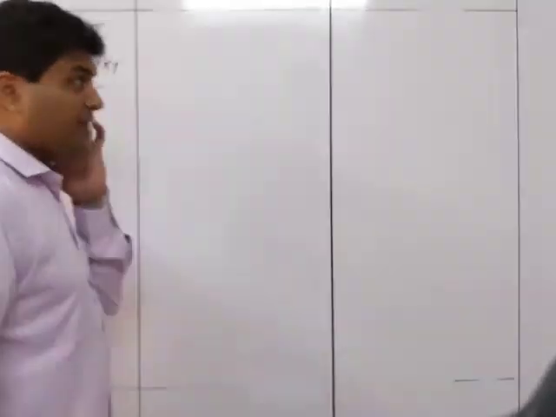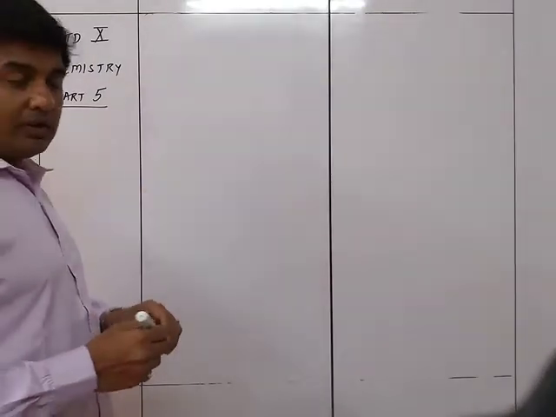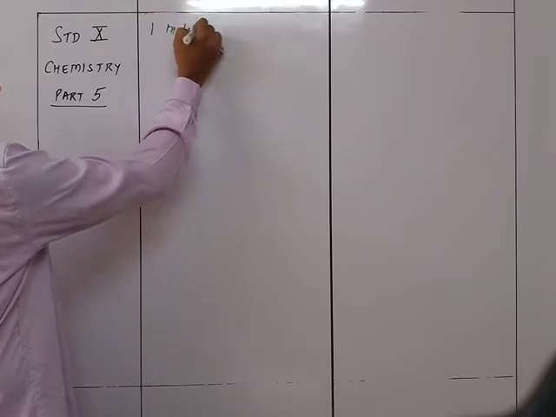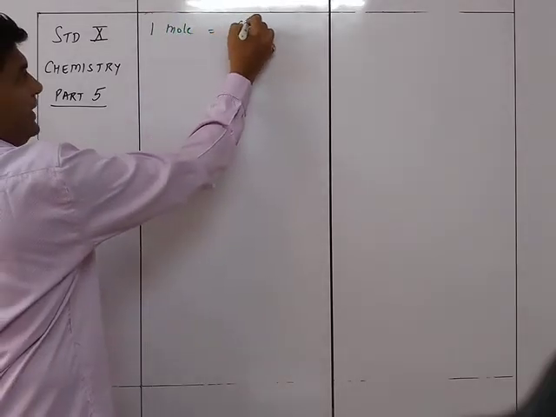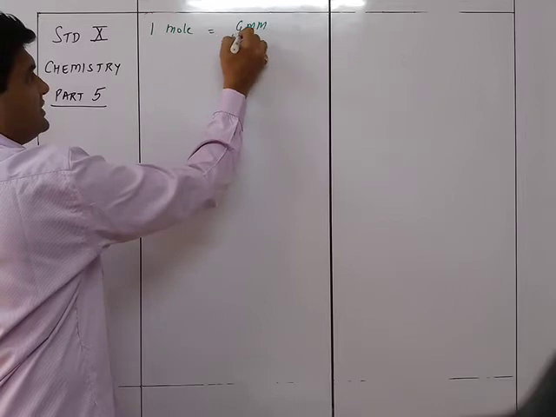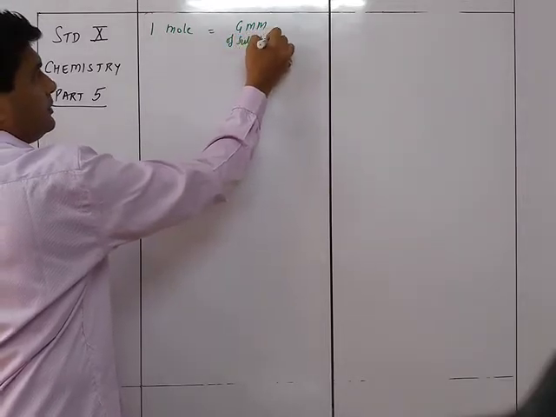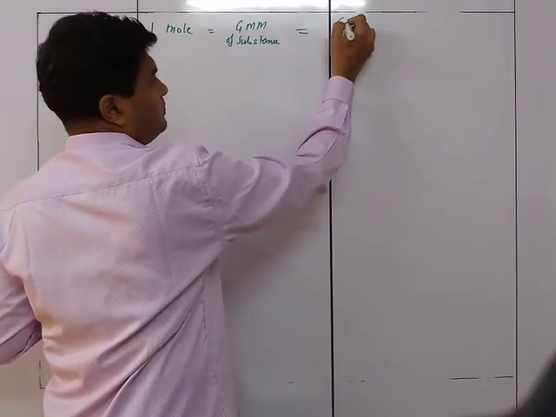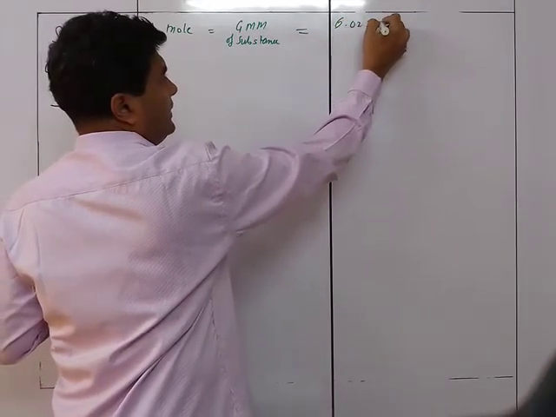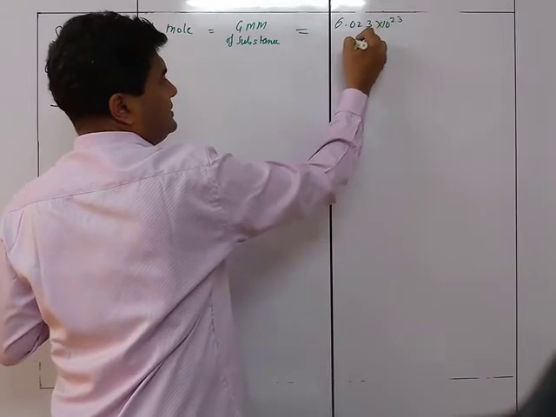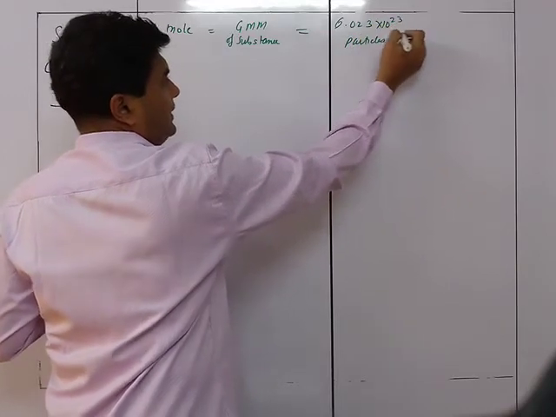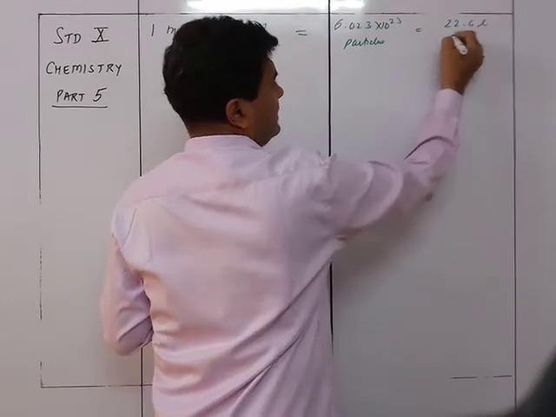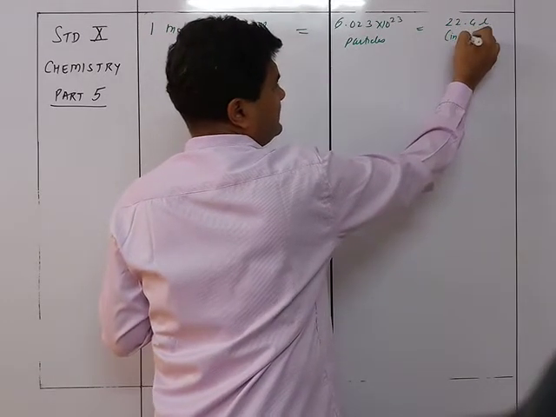Before we start, I'll write over here on the heading what the main thing is. That is, 1 mole is equal to the GMM of the substance, is equal to 6.023 into 10 raised to 23 particles, is equal to 22.4 liters in case of a gas.